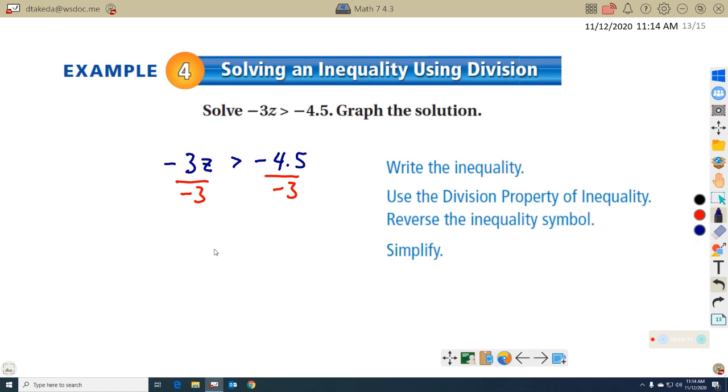Negative 3 divided by negative 3 is a 1. So the left side becomes 1z. The right side, negative 4.5 divided by negative 3, a negative divided by a negative is a positive. So this is a positive 1.5. And I have to reverse my inequality symbol around because I just divided both sides by a negative number. And just to verify, both sides started negative in the original inequality, but now both sides are positive. So we have to reverse that inequality symbol around to maintain a true statement.